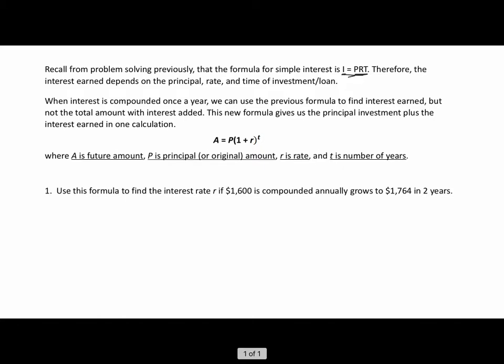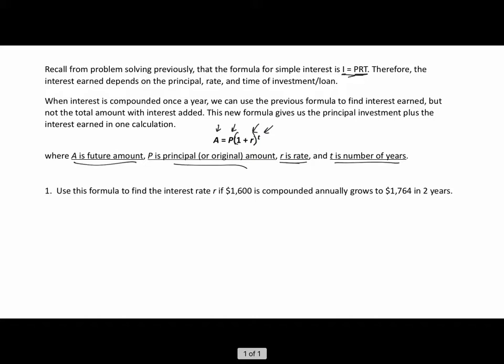This new formula we have here gives us the principal investment plus the interest earned in one calculation. So this is A, the future amount or accumulated amount, right? P, which is the principal or original amount, times 1 plus R, where R is the rate of the investment or loan, raised to the power of T, where T is the number of years.